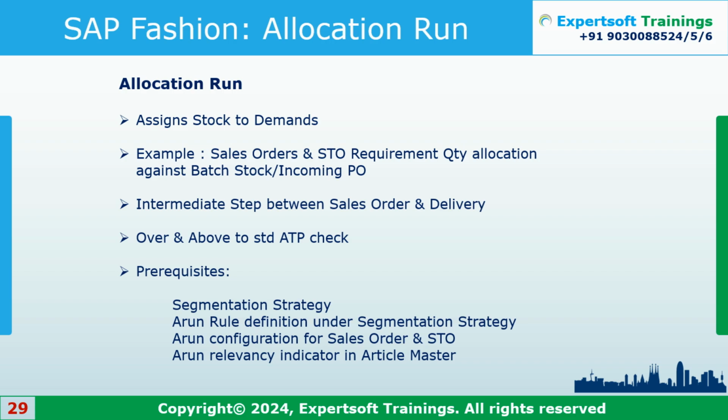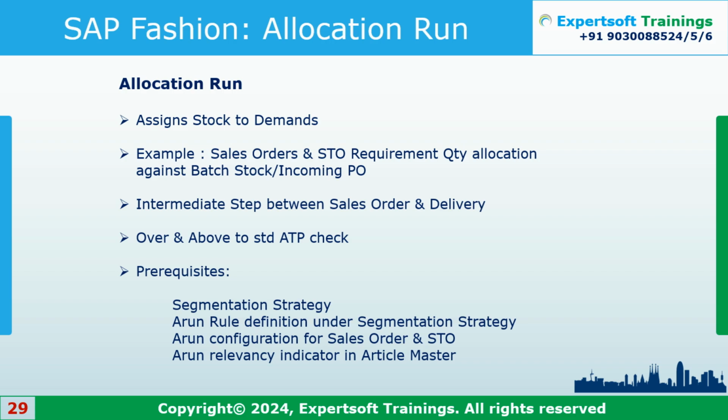So whoever is from SD background, they will probably be able to relate more, because in SD we have a very standard and typical process called available to promise, or ATP. So this is something which is over and above your ATP. So ATP is kind of a soft allocation of stock against the sales order or a stock transport order line items. However, allocation run is a hard allocation. It is an exclusive linking of the available stock to a sales order item or a stock transport order item.